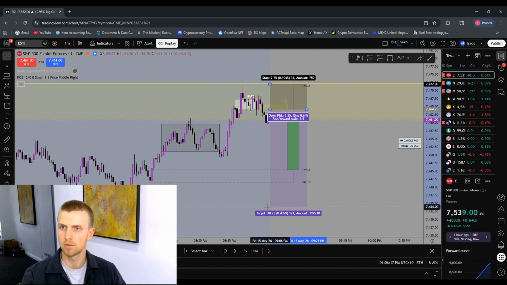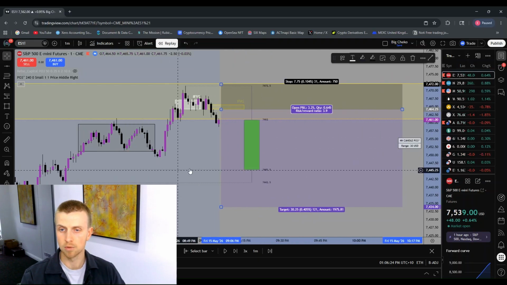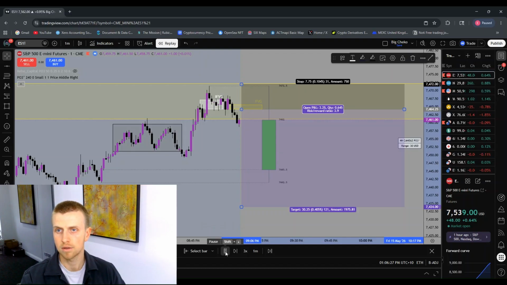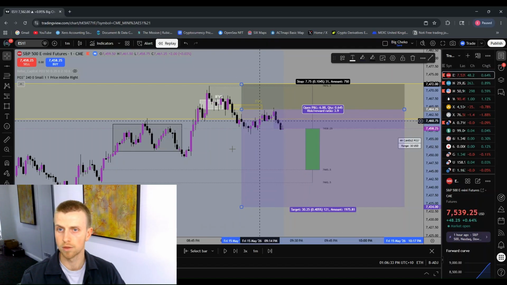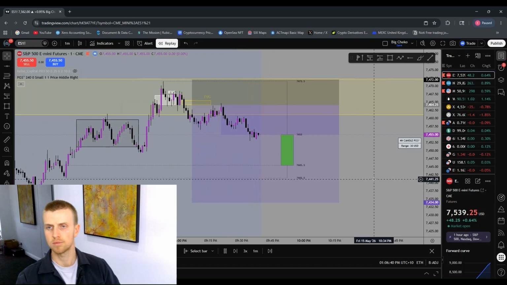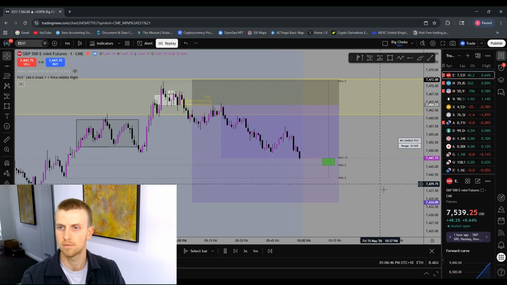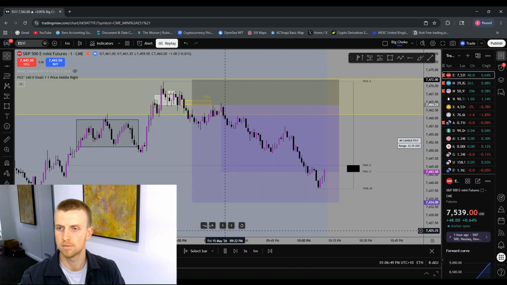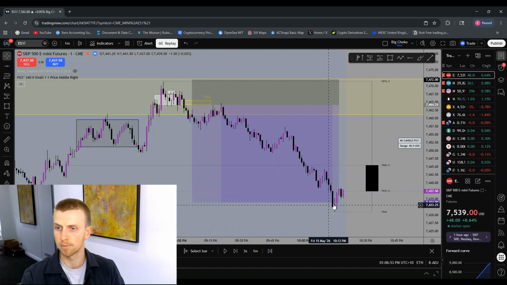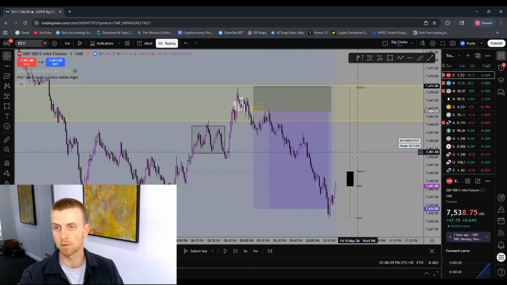And it's about a 4R. So risk 1,000, make 4,000. Now let's see how this plays out. All right, boom. Price just tagged us in right there. Boom, right there, full take profit. Okay, so that's pretty much the fundamentals of the time-based PO3 in a bearish case scenario.